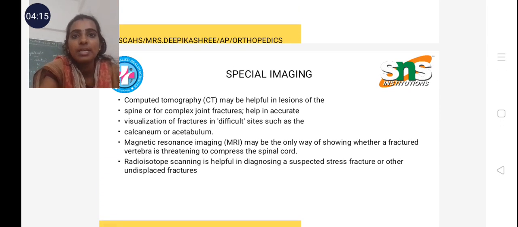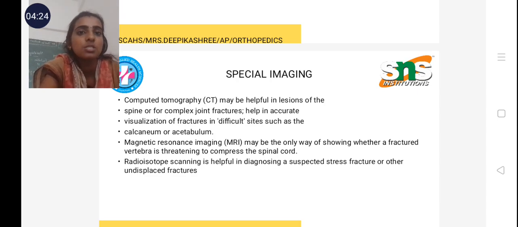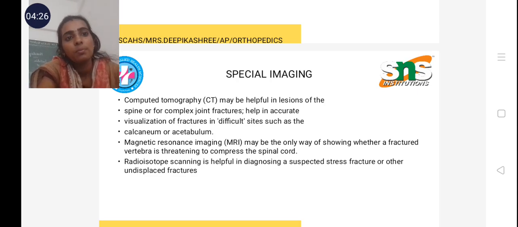So these are the main things. CT, X-ray, MRI and radioisotopic scanning help us identify the location and the stage of the injury.